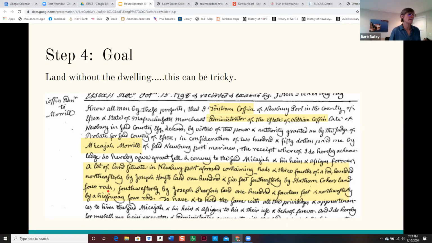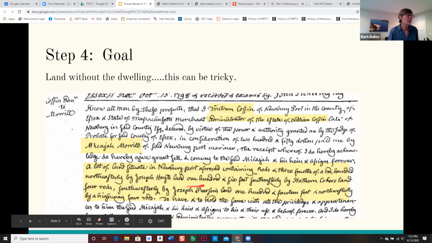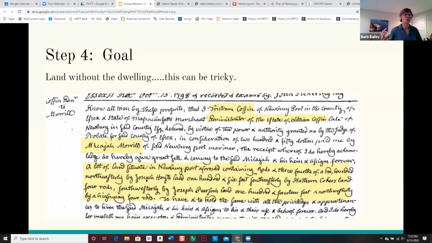And then a lot of times, when it talks about how big the lot is, the square rods can convert to square feet. So if it says it's a 19 rod lot, it's talking about 19 square rods, and you can convert it to square feet and then compare it to the current size of your lot.